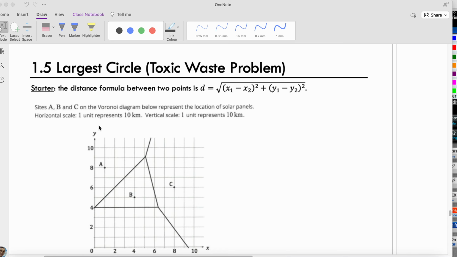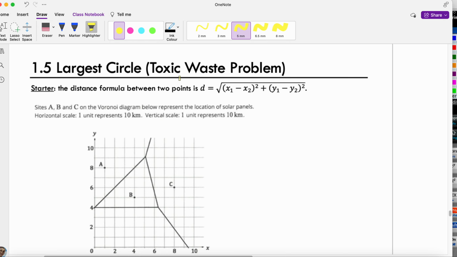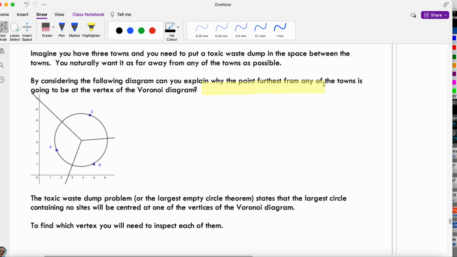Hello, here's Ms. Walsh. Today we're going to do day 5, and we're going to do the largest possible circle problem, also known as the toxic waste problem. We're going to need the distance formula today, so please keep that close to you. Basically the scope of today is that we are going to maximize distance from other points, okay?